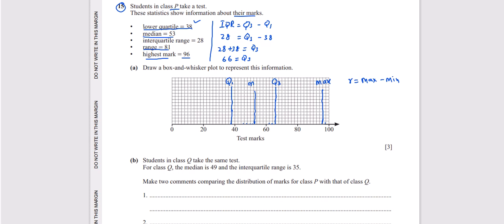The given range is 81. Maximum is 96 minus minimum. So minimum is equal to 96 minus 81. Minimum is equal to 96 minus 81, that is equal to 15. So this one is 18, 16 and this one is 15.